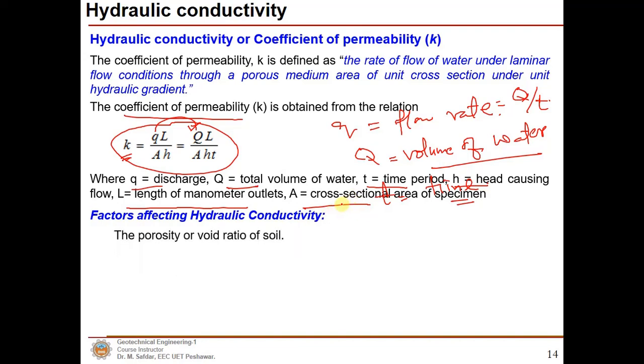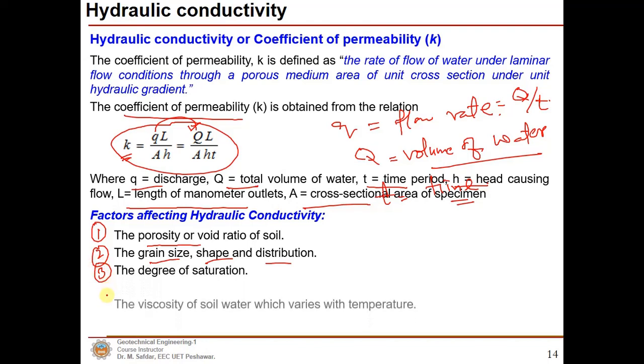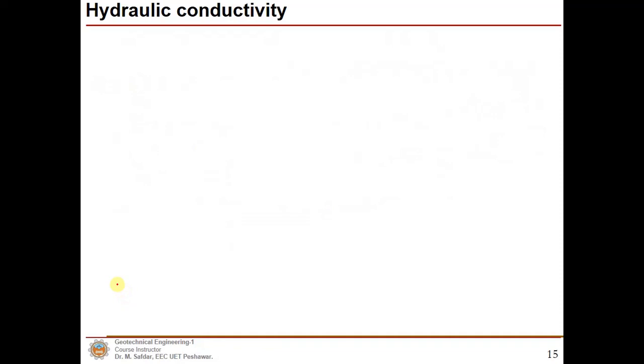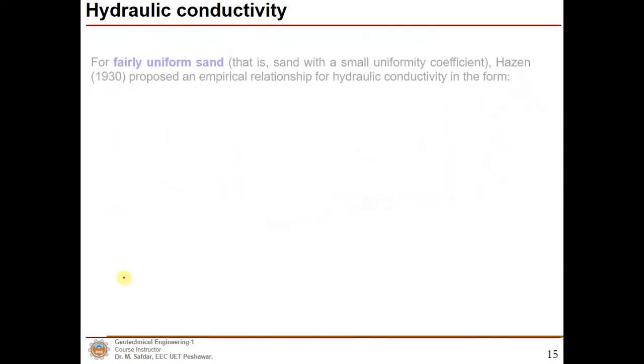There are several factors which affect the hydraulic conductivity or the coefficient of permeability. The first one is the porosity or void ratio of the soil. The second one is the grain size, shape and distribution, which will also affect the permeability of the soil. Then the degree of saturation, and the viscosity. So these are a few factors which affect the hydraulic conductivity.